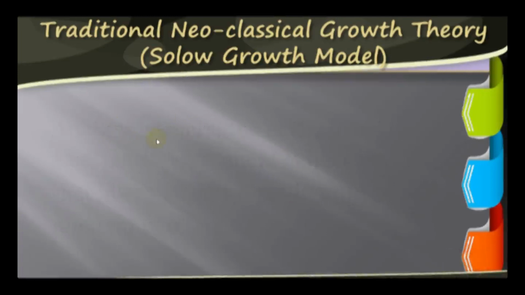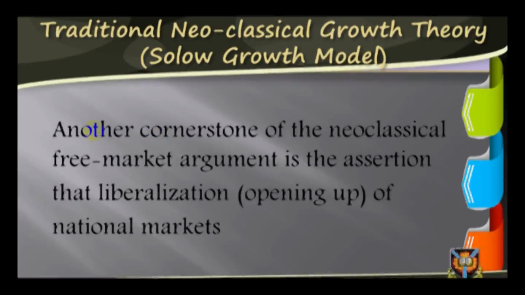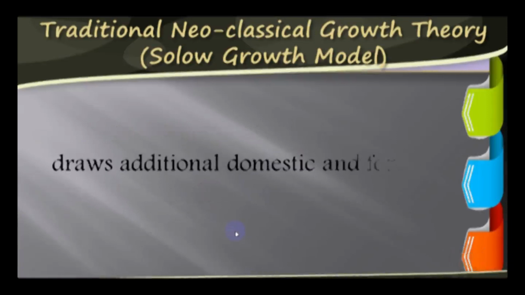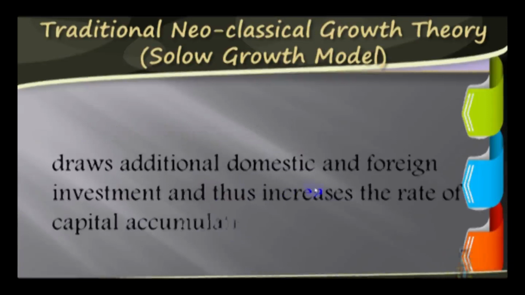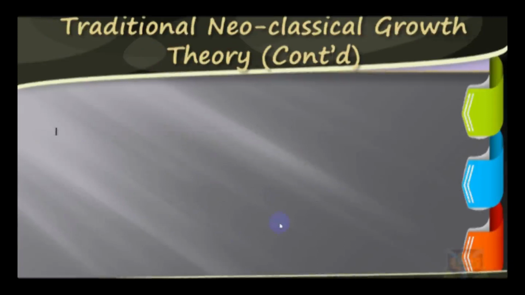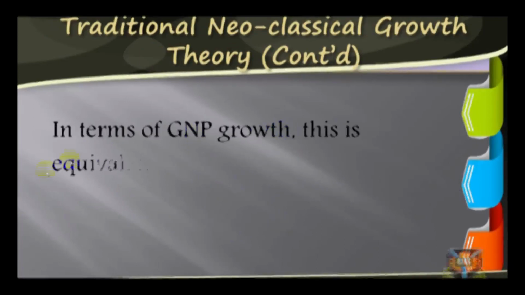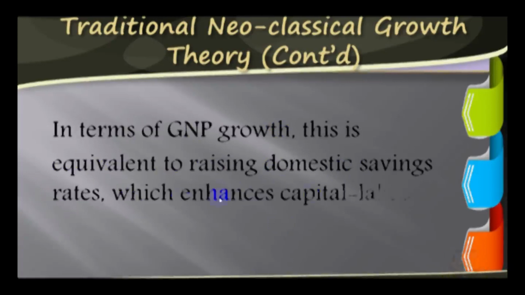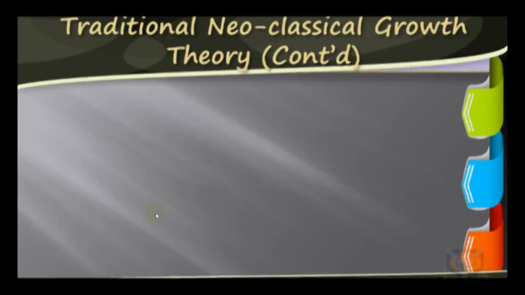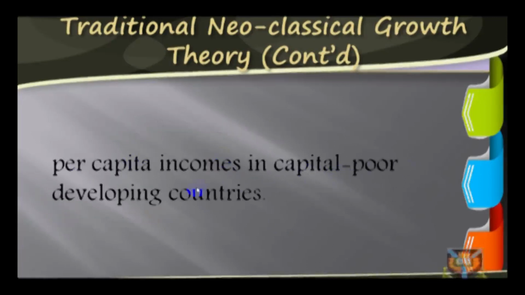Traditional neoclassical growth theory, the Solow growth model. Another cornerstone of the neoclassical free market argument is the assertion that liberalization of national markets draws additional domestic and foreign investment and thus increases the rate of capital accumulation. In terms of GNP growth, this is equivalent to raising domestic savings rates, which enhances capital-labor ratios and per capita income in capital-poor developing countries.